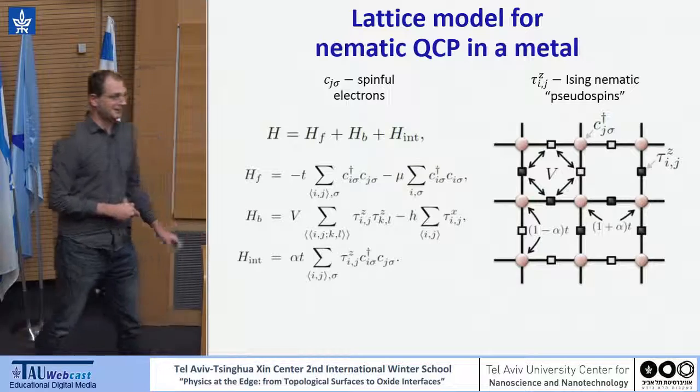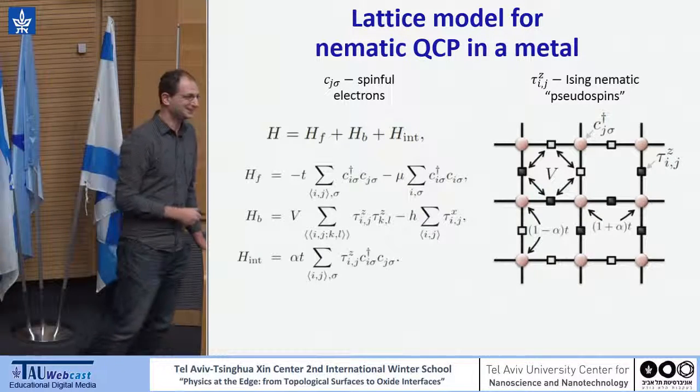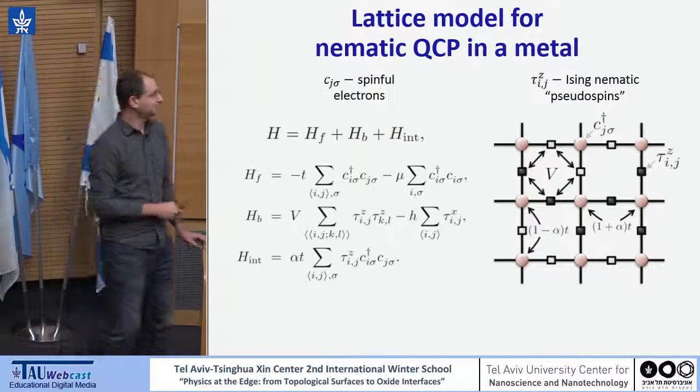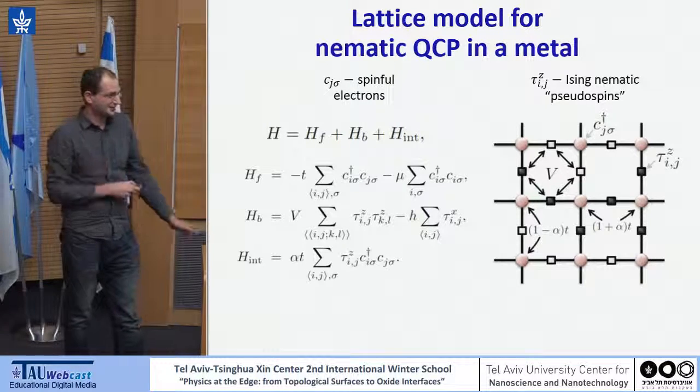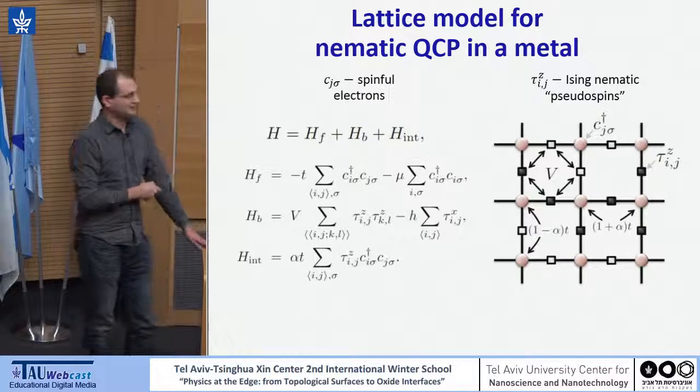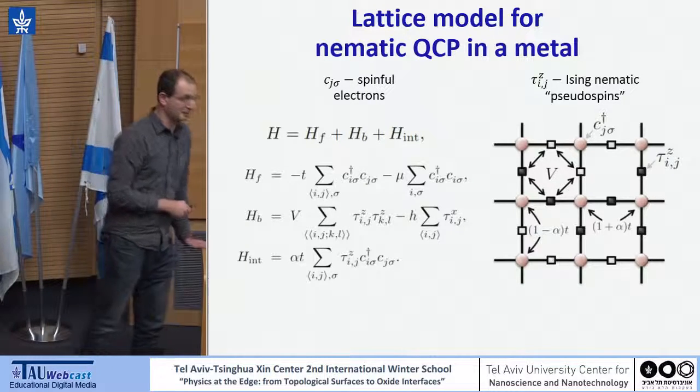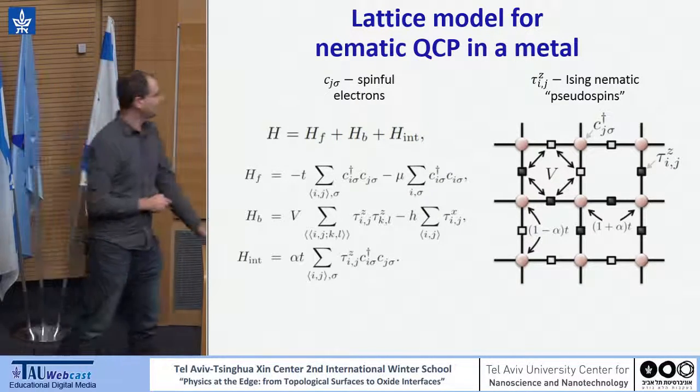That's right. I need that because of the sign problem, actually. So it's also true that real electrons are spinful, so that's a correct feature of the model. But it helps me here with the sign problem. Right. Okay.